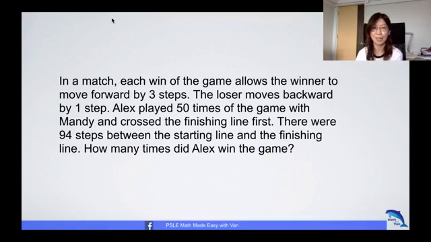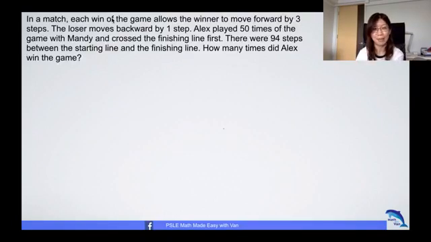So what kind of question do you think this is? This sounds like some Math Olympiad games questions. Well, not really so. This is an assumption. Why is this an assumption? Because there are two types of variables here, the win and the loss. And we know the distinct difference between the win and the loss. A win will move you forward by 3 steps, and a loss will move you backwards by 1 step.